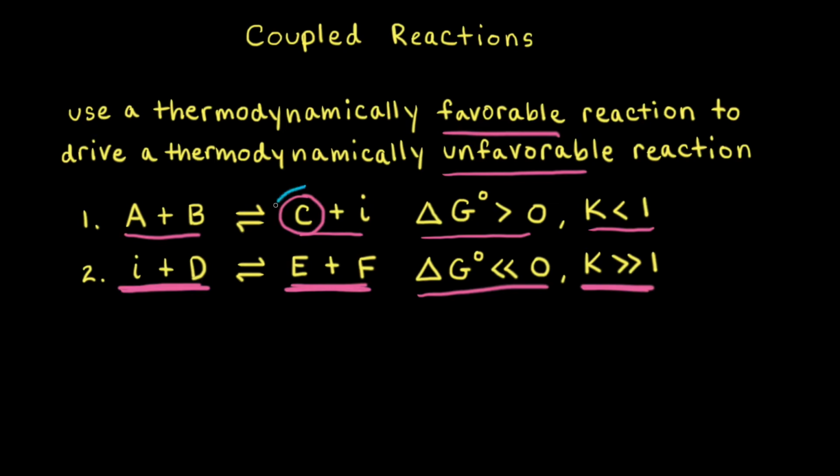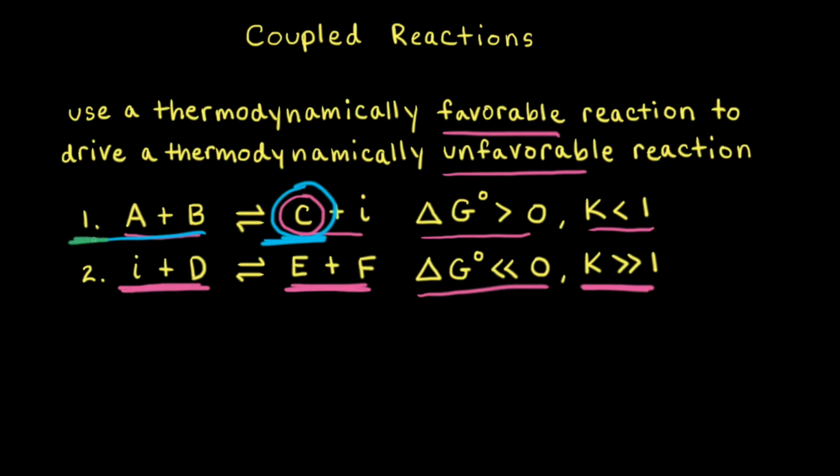Remember that our goal was to make a lot of the product C, but we can't get that by just running the first reaction by itself. However, by coupling the first reaction, which is thermodynamically unfavorable, to the second reaction, which is thermodynamically favorable, we can make a significant amount of product C. These two hypothetical reactions can be coupled together because they share a common intermediate, I.